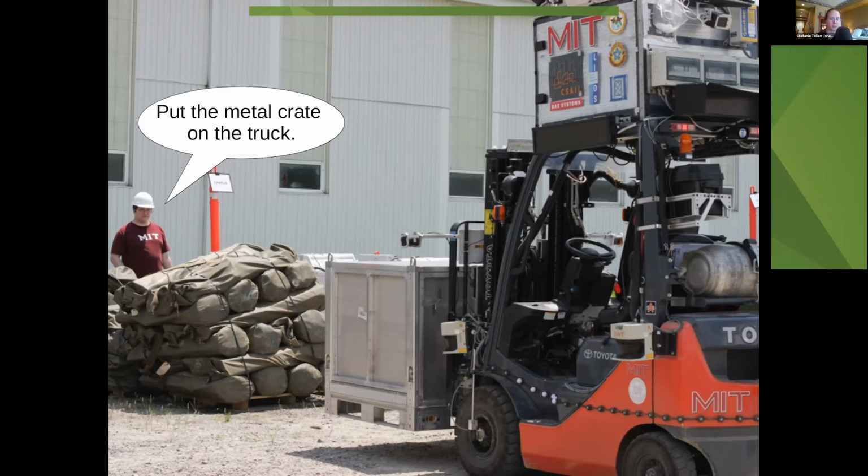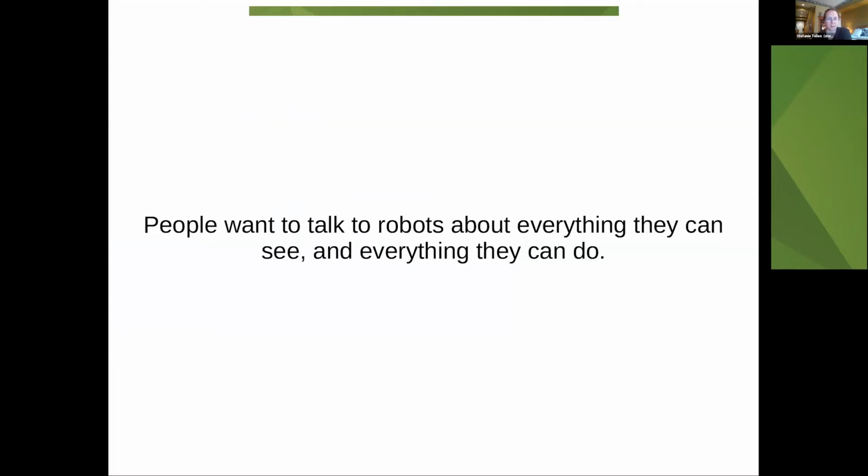And we also don't want to assume everything is going to work all the time. So if you say, put the metal crate on the truck and the robot gets confused, we'd like it to do something like ask a question and say, which truck? And then the person might give an answer that sort of clarifies what's going on.